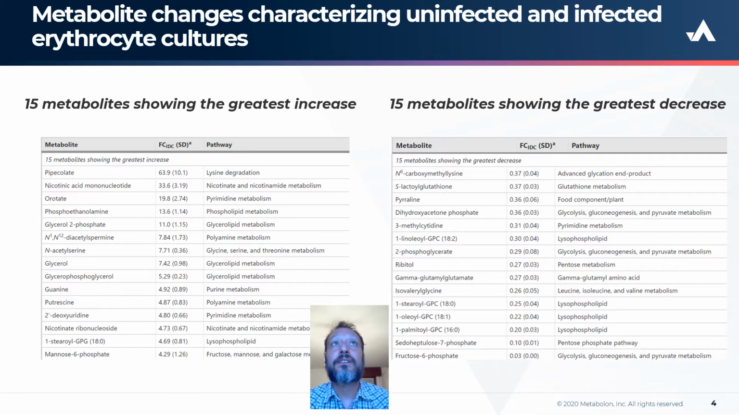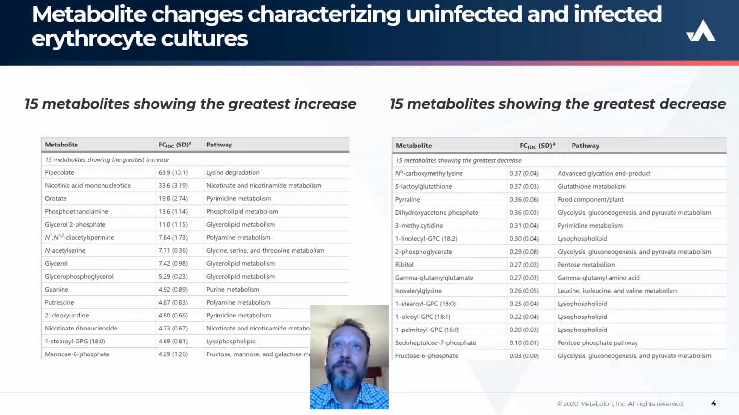So this slide describes the quantification of consistent large metabolite changes between the infected and uninfected cultures, an approach that can potentially identify circulating metabolite biomarkers indicative of malaria infection. And 93 metabolites increased or decreased twofold in average abundance in infected red blood cell cultures relative to the uninfected cultures. Now, the table on the left shows the 15 metabolites that increased most in abundance, with fold changes ranging from 4 to 64, which is pipecolate.